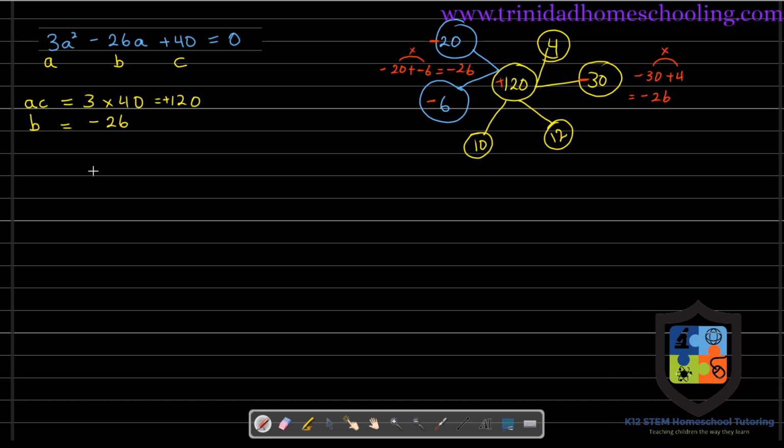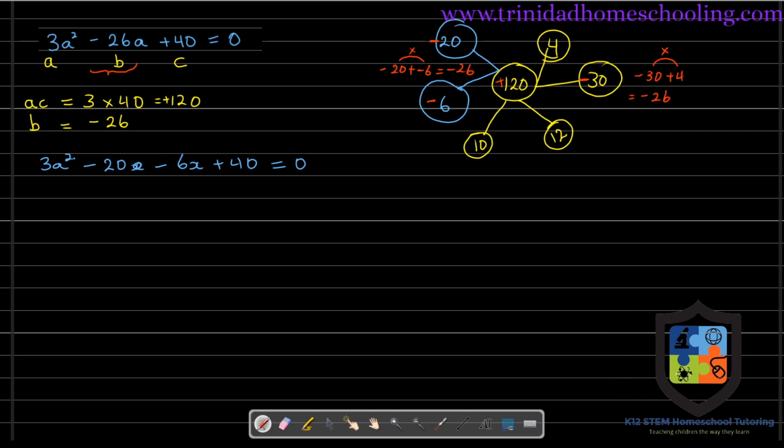Alright, so this is what I'm going to replace our B term with. So our quadratic equation now becomes 3a squared minus 20x minus 6x plus 40, and this will be equal to 0. I'm replacing this middle term here with the minus 20 and the minus 6. Right, so let's continue factorizing. What is common to both of these here?